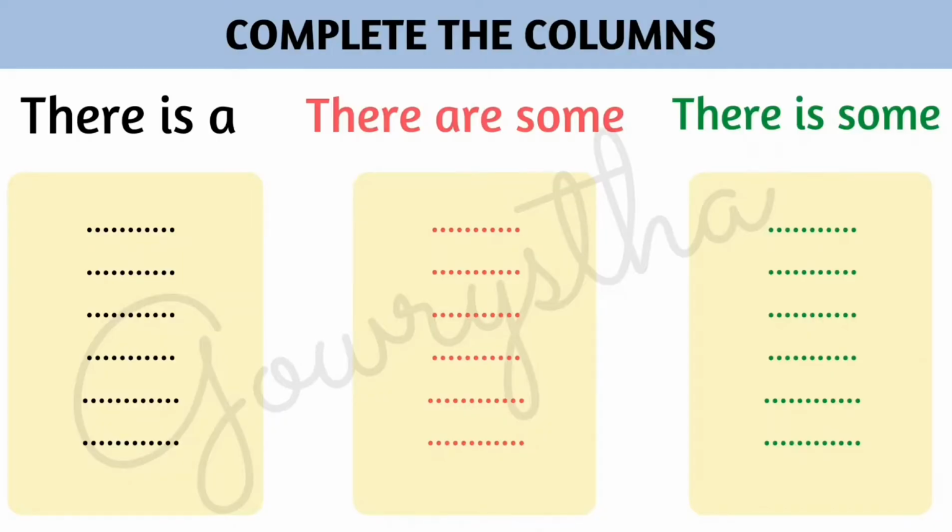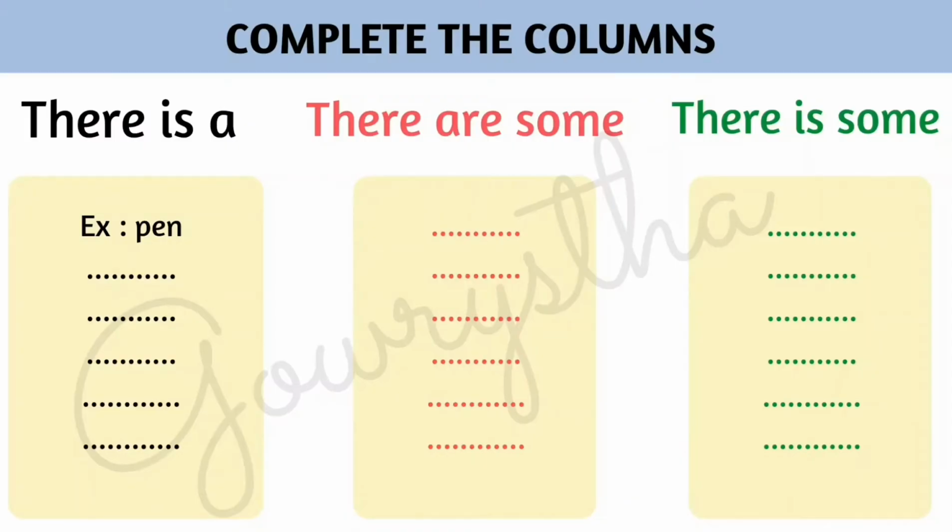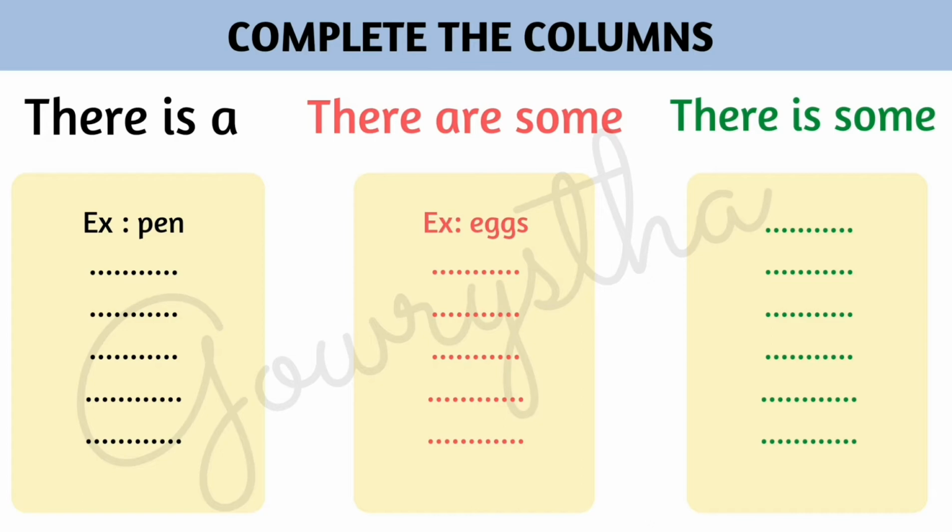Very good. Now you have to fill this table. There are 3 columns. First one, there's a. Okay, there's a pen. So you have to write pen under this column. Second column, there are some. Example, there are some eggs. Here, you have to write eggs under this column.